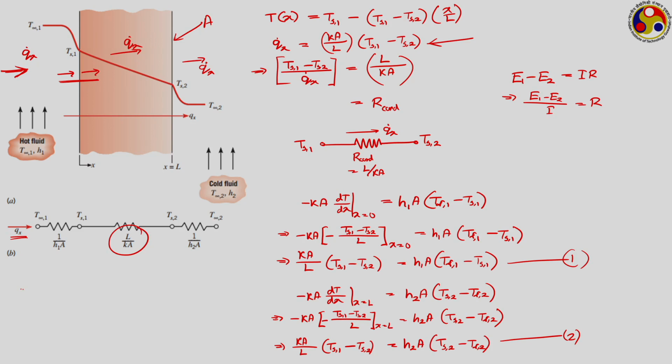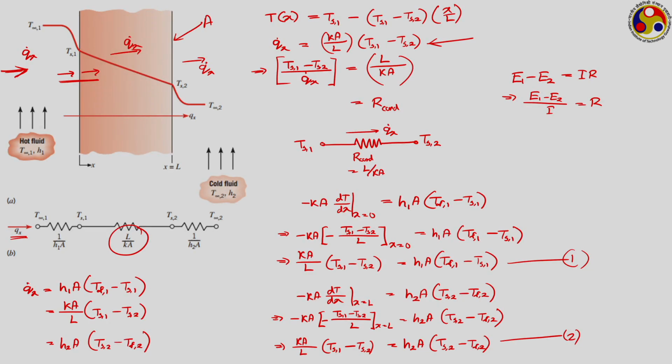That means, we can write this rate of heat transmission q dot x on the hot fluid side as, by convection, equal to H1 into area into (T infinity 1 minus T s 1). Then interior to the solid block, you have K A upon L into (T s 1 minus T s 2), and again on the cold fluid side it is equal to H2 into A into (T s 2 minus T infinity 2).